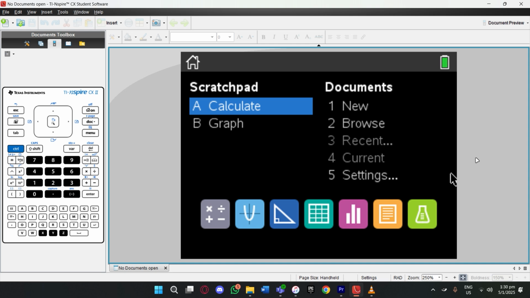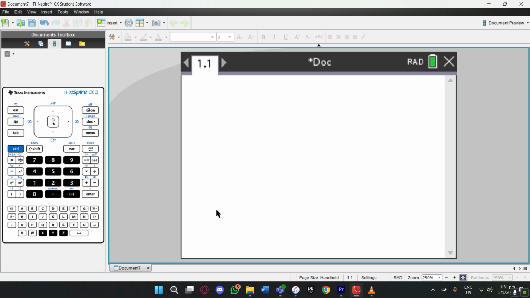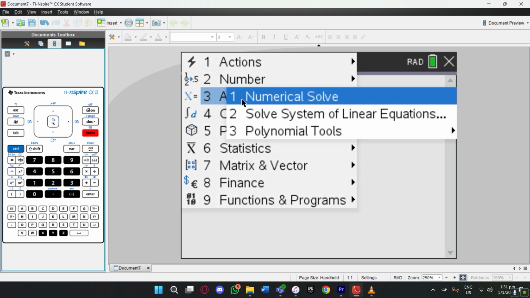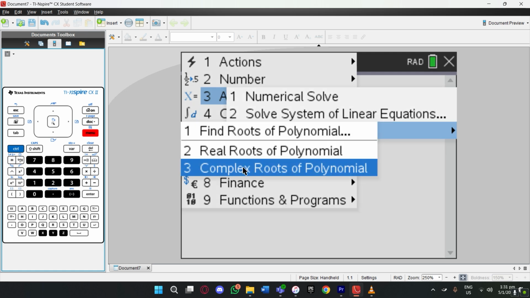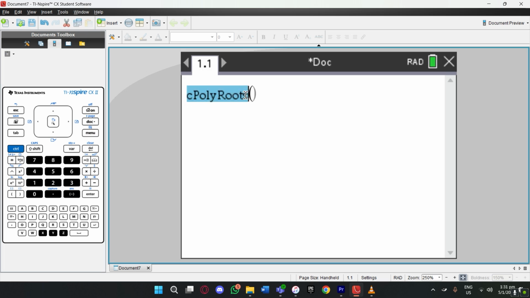Before the video ends, I want to show you a trick that you can do to find the roots, whether real or complex, of any polynomial. Let's go into our calculator over here. And let's say with our polynomial from earlier, 2z cubed minus 3z squared plus 2z plus 2. Now what I'm going to do is go into the menu, and then go to Algebra, Polynomial Tools, Complex Roots of a Polynomial. Or you can just simply type in cPolyRoots.